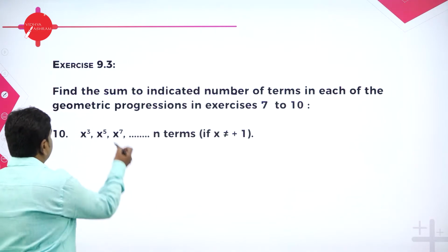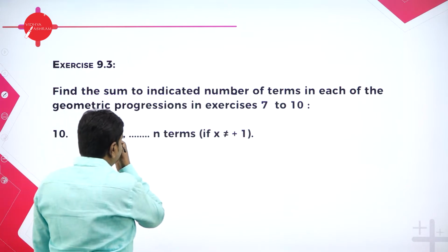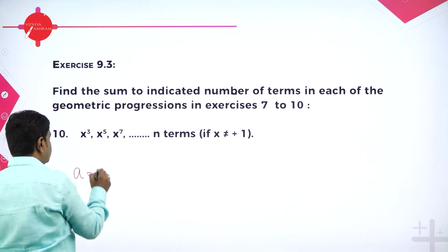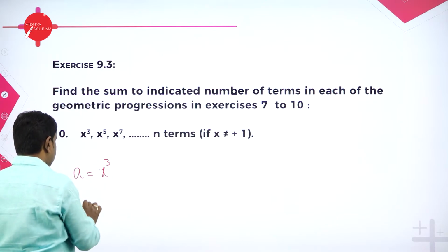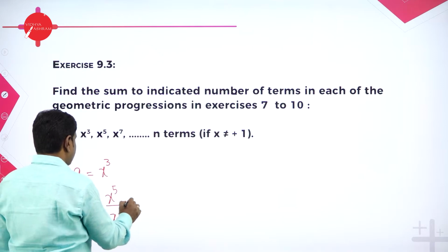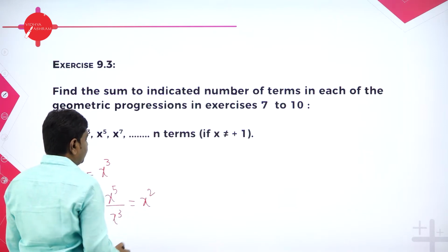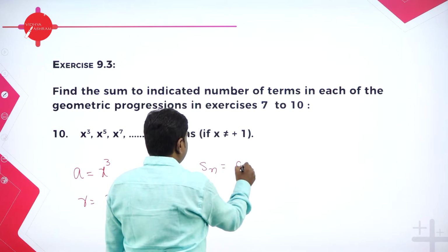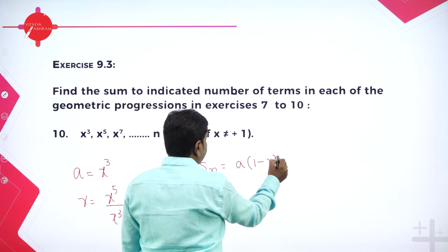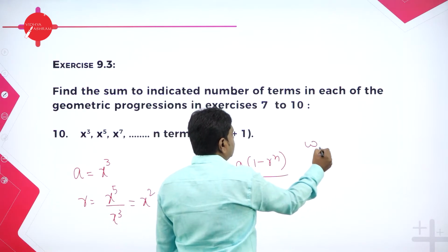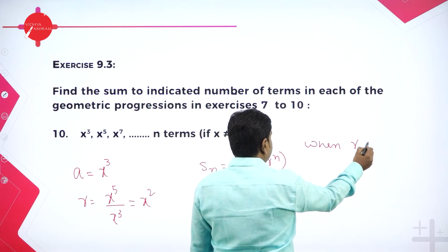So now find the sum indicated for the indicated terms. Here again, a, the first term, is x cube, and r, the common ratio, is x power 5 by x cube. If you simplify, you will get x square. Sum of n terms, Sn, is equal to what? A into 1 minus r power n divided by 1 minus r, when r is less than 1.